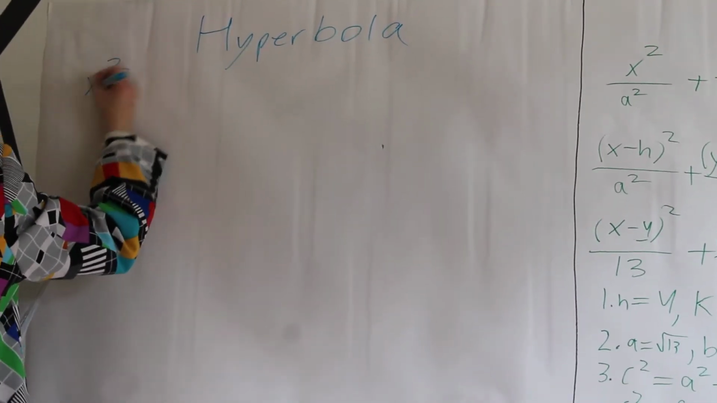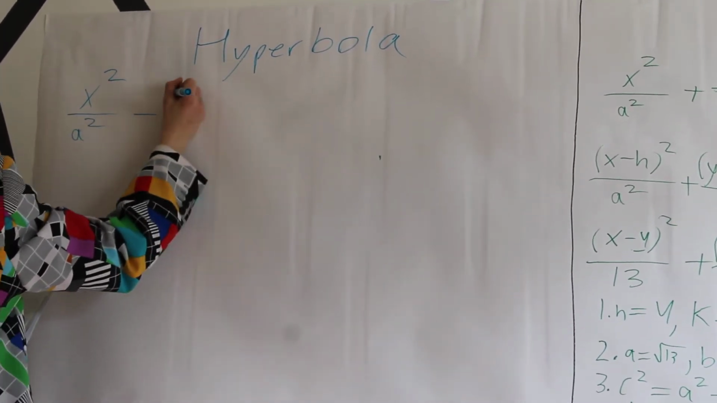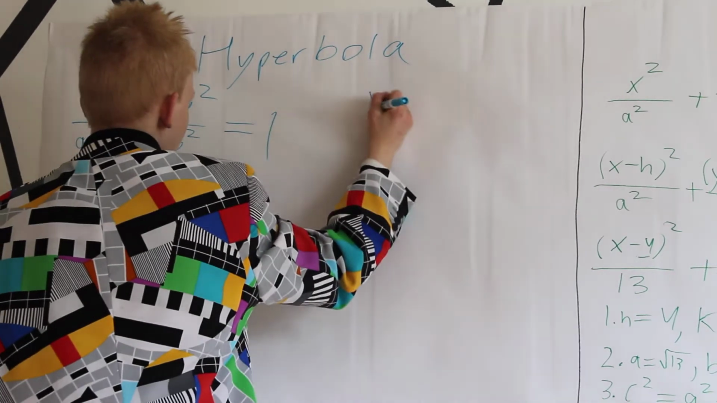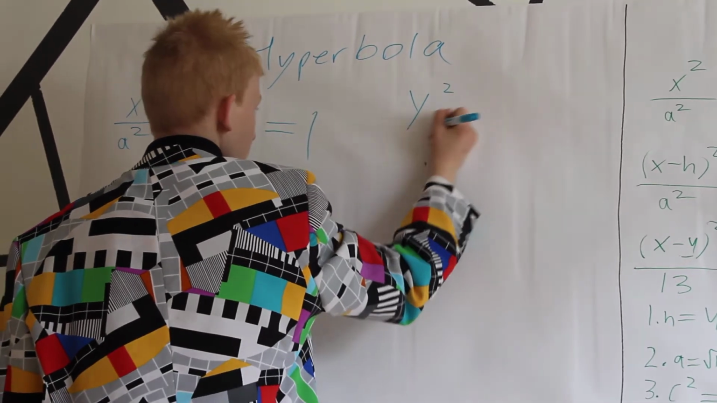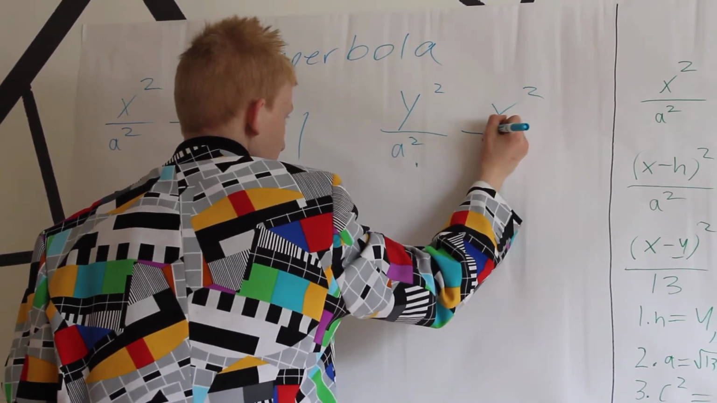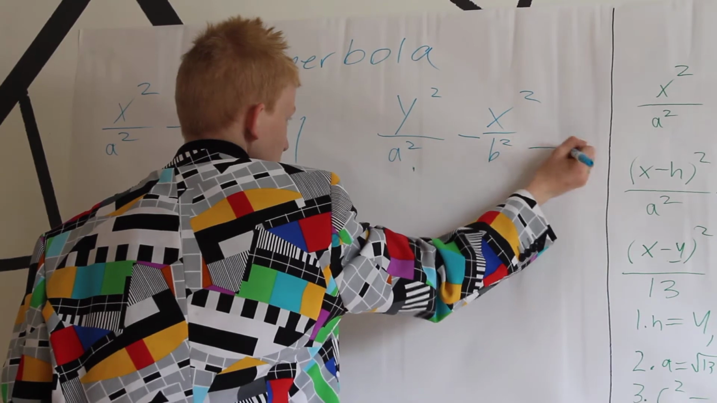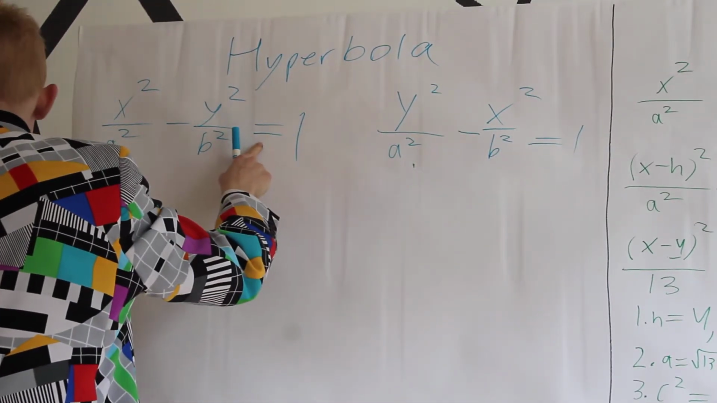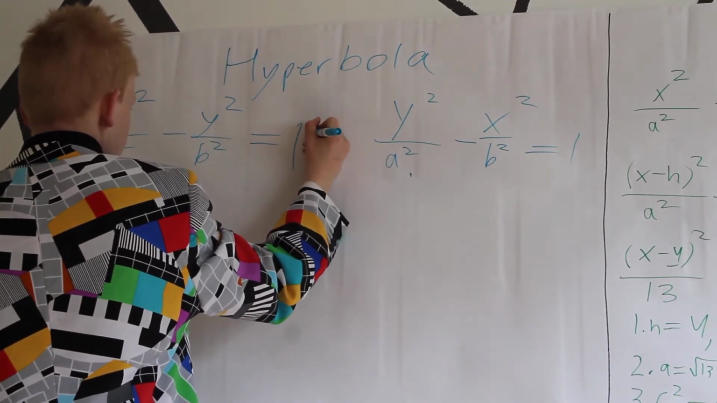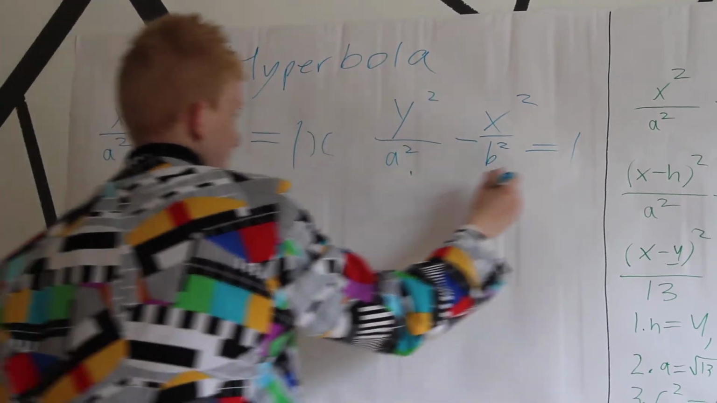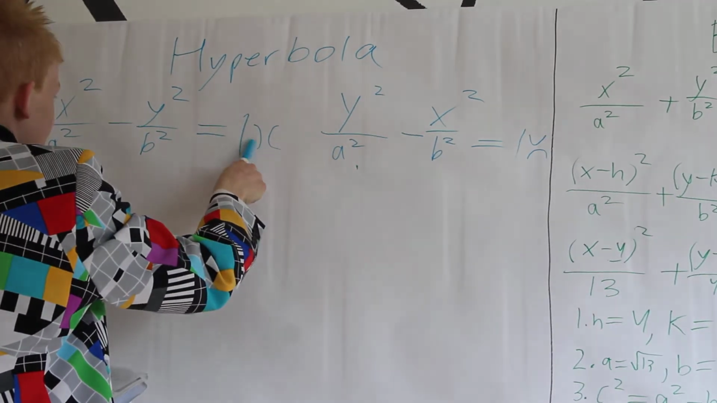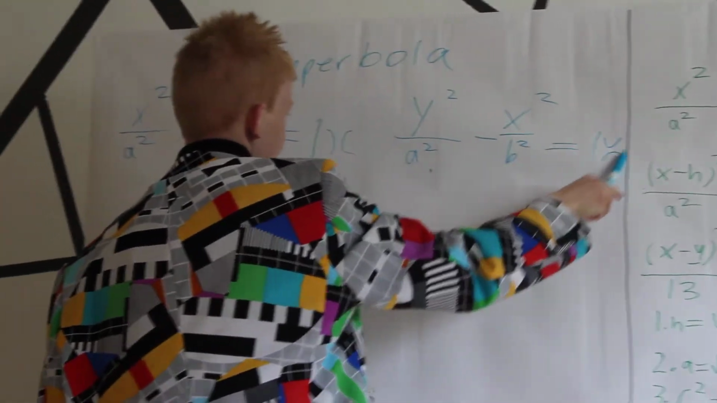You have x squared over a squared minus y squared over b squared equals 1, or y squared over a squared minus x squared over b squared equals 1. And this one is going to be focusing on if the graph is like this, and this is going to be focusing on if the graph is like this. Dominant on the x-axis, stuff going on over there. This is stuff going on the y-axis.